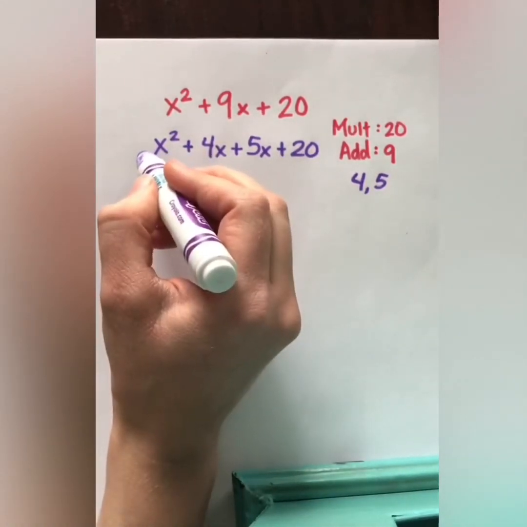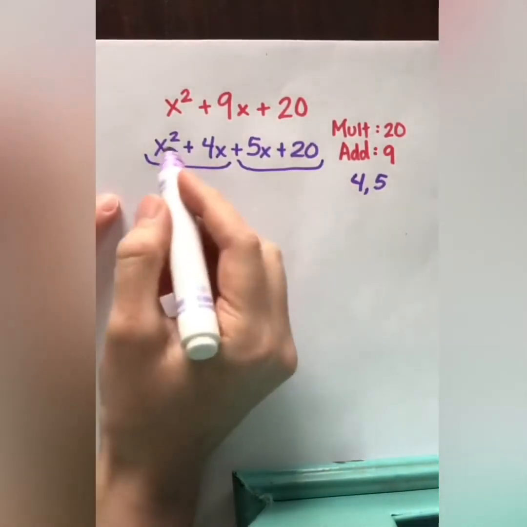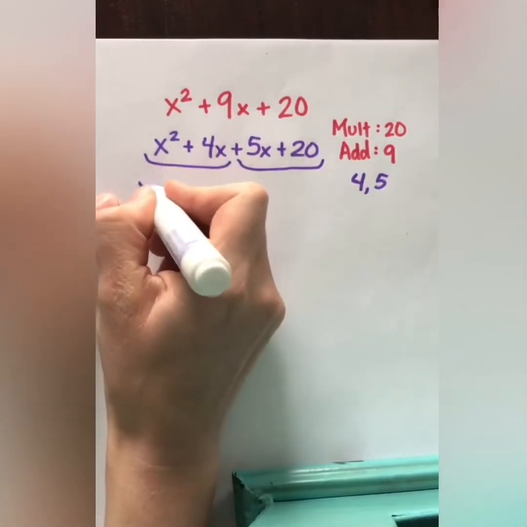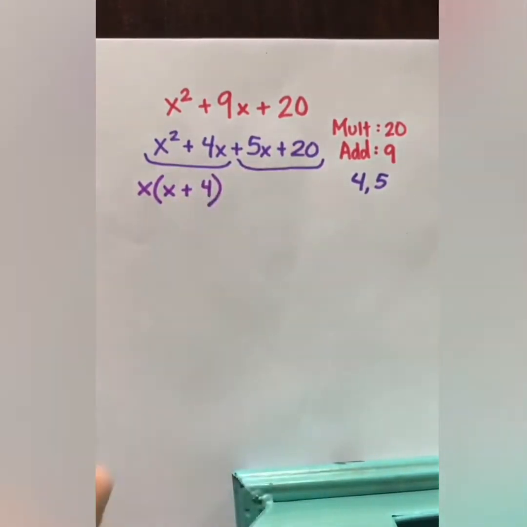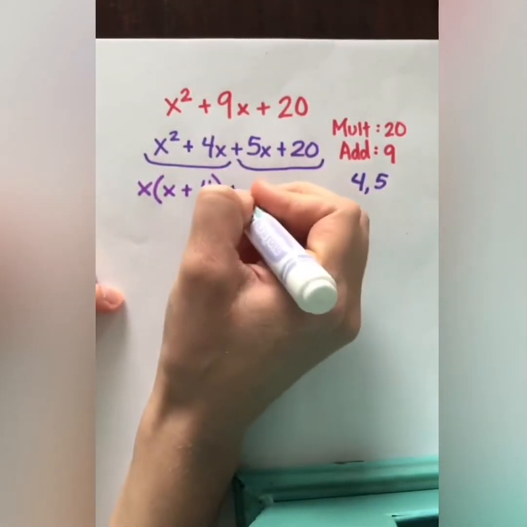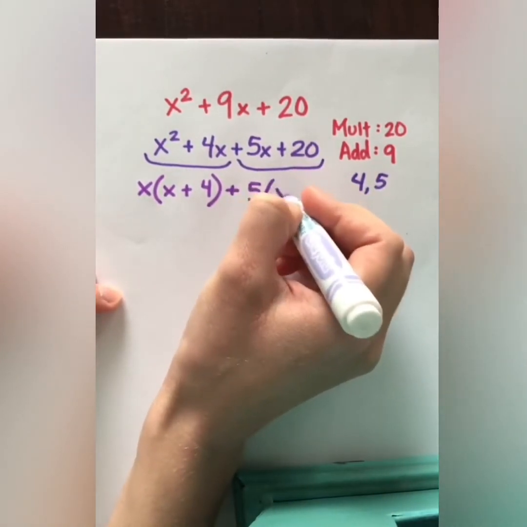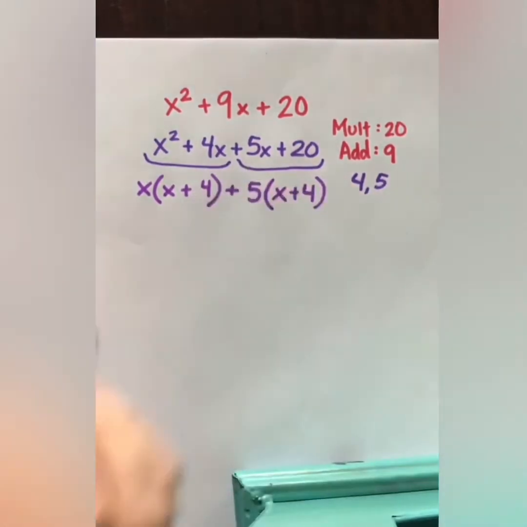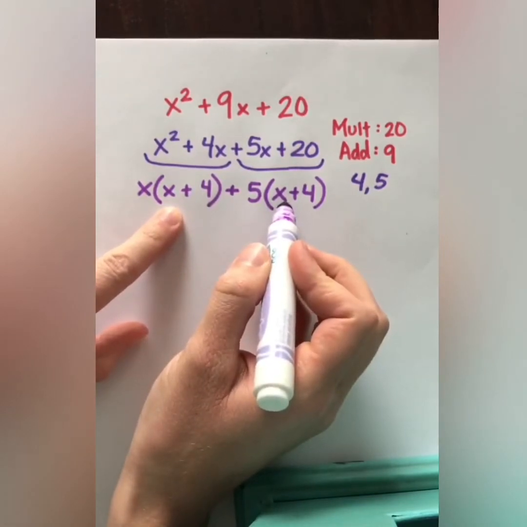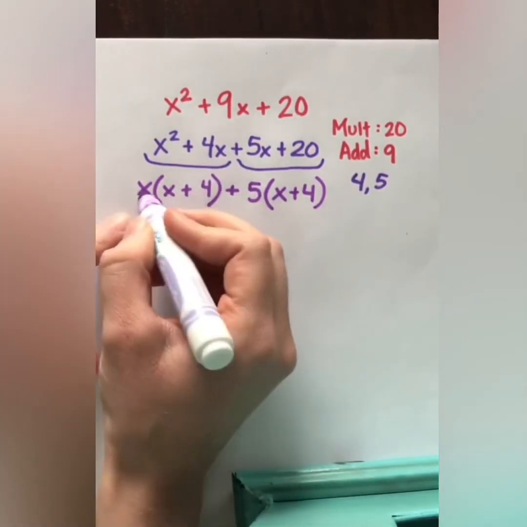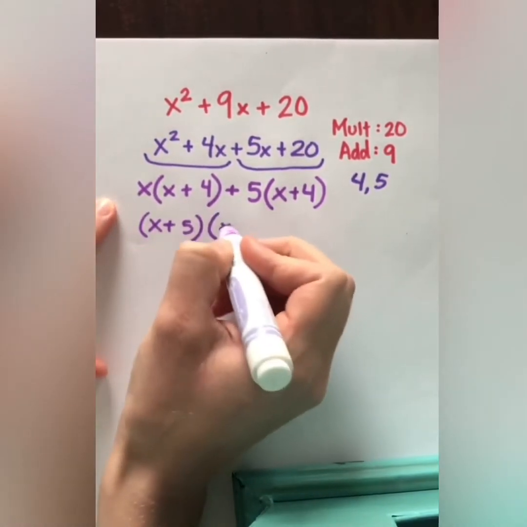Now I'm going to try to factor each of these groups. This first group, I can take an x out of both of these terms, so I have x times x plus 4. In this second group, I can take a 5 from both of these. I can divide a 5 out, so I get x plus 4 again. And that's what we want to happen. We want these two to match. And then I make my factors by saying x plus 5 times x plus 4.